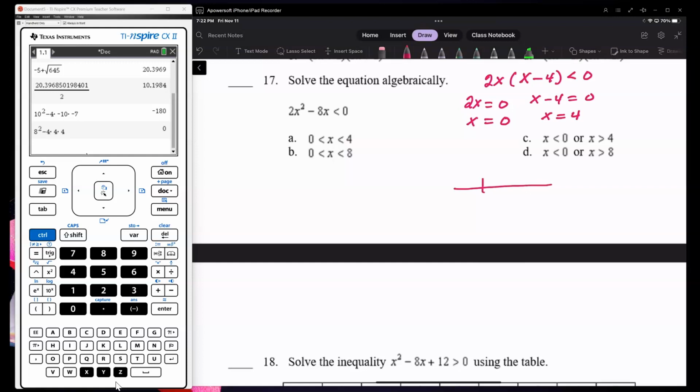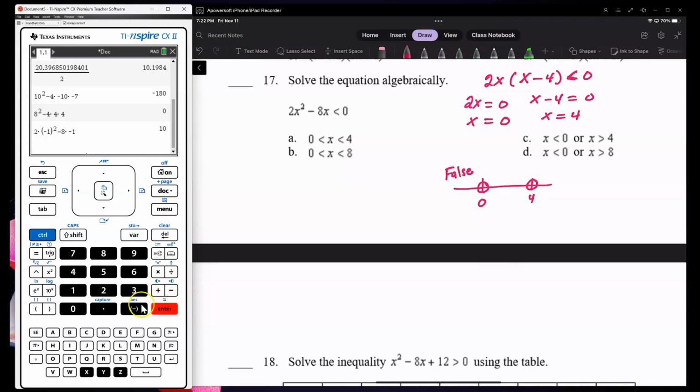And so those are our test points, and we know that when x is 0, it's going to be 0. And when x is 4, it's going to be 0. And if that's the case, it's not going to be less than 0. It's going to be equal. So now, just like I did in class, I'm going to check the numbers to the left of 0 by using just one negative. So I have 2 parentheses negative 1 squared minus 8 times negative 1. And if it's less than 0, then I'm good. It is not. So we know that this is going to be false, or it's not part of the answer.